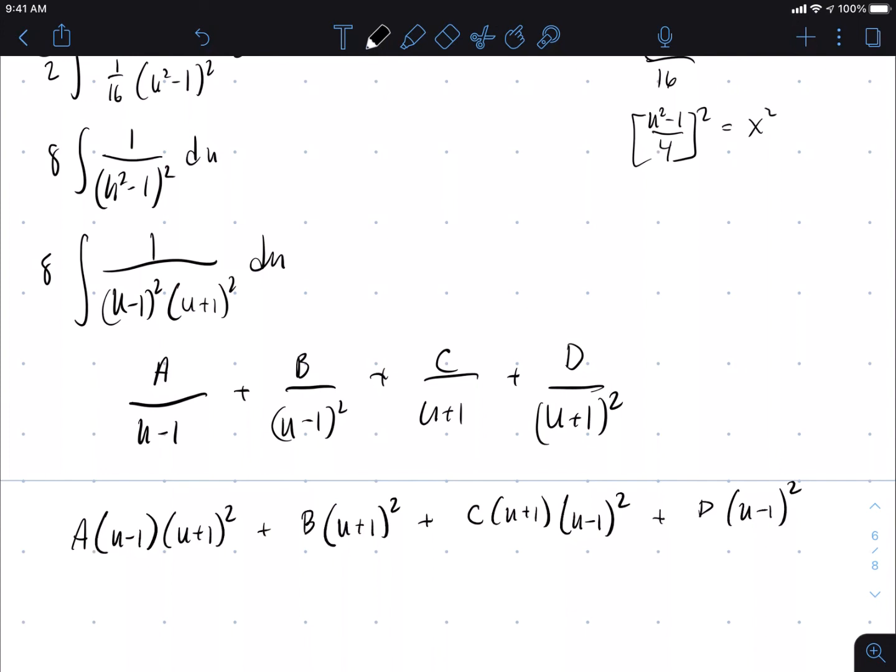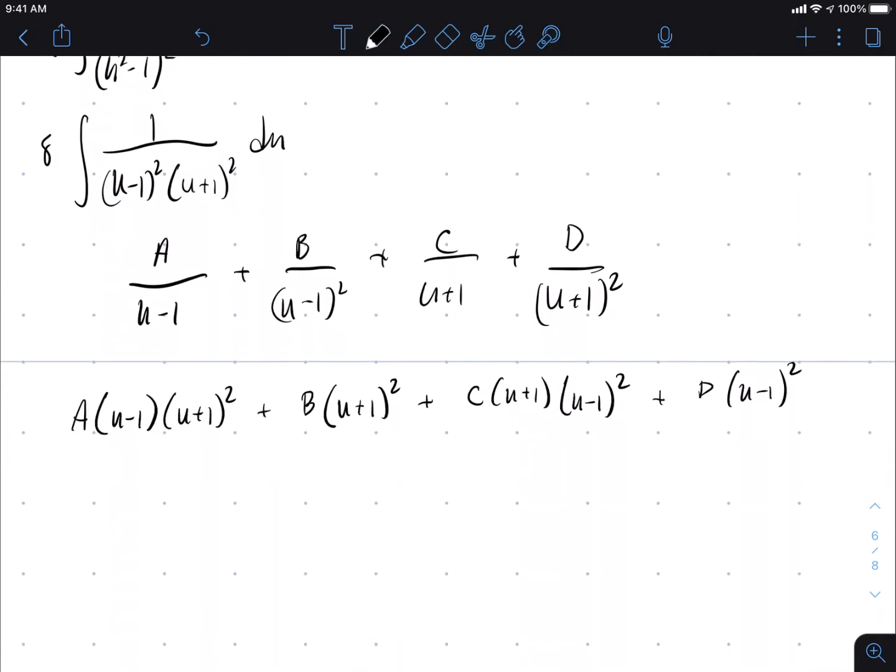For C, it would be u plus 1, not the u minus 1. So it needs u plus 1 because look at it. Right here, what power of u plus 1 is this? It's only to the first. The common denominator for all of this is going to be u minus 1 squared and u plus 1 squared, right? So this has a u plus 1, but it needs a u plus 1, and it needs the u minus 1 squared to it. Does that make sense?